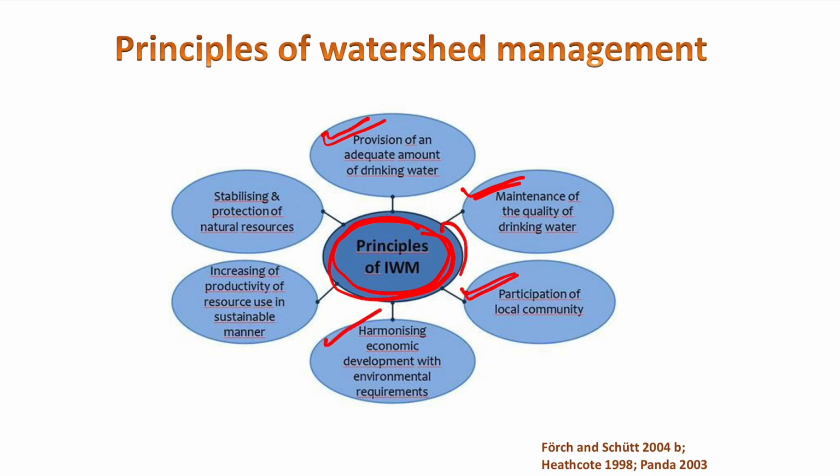Then harmonizing economic development with environmental requirements, then increasing productivity of resource use in a sustainable manner, stabilizing and protection of natural resources. So in a watershed, as we have already mentioned, there are different components of watershed like biotic and abiotic components. There is participation of local community. There are humans and animals. If we use them judiciously, if we use them intelligently, then we can achieve a lot. We can produce more. We can get a sustainable yield from that particular watershed. So these are the principles of watershed management.